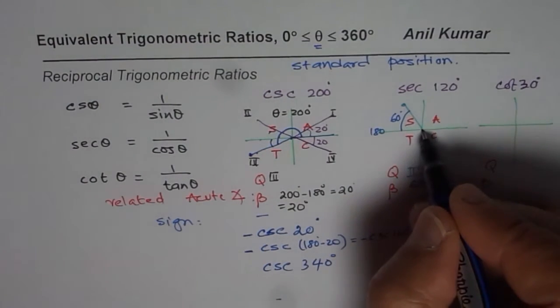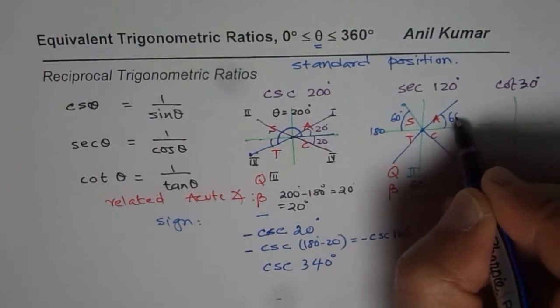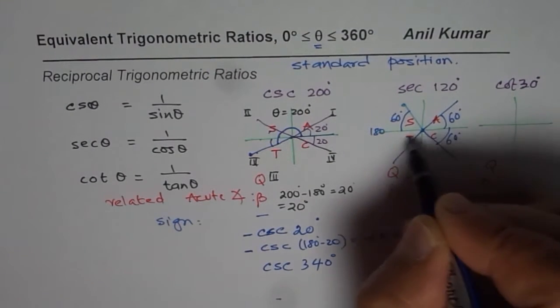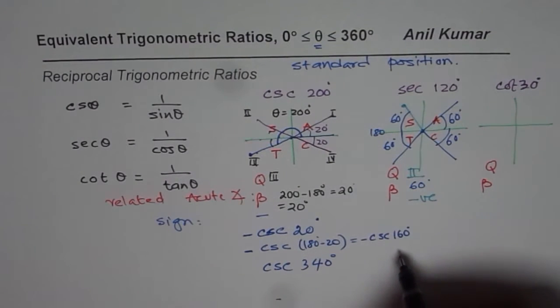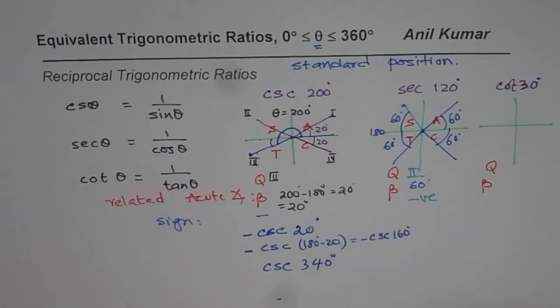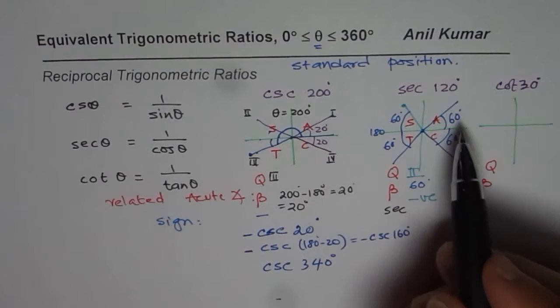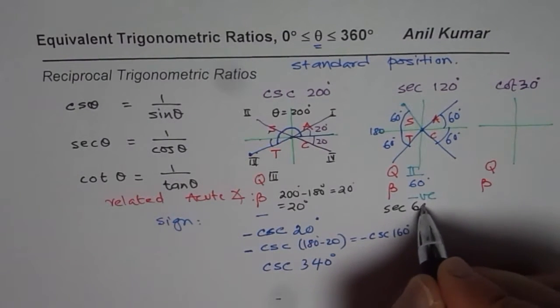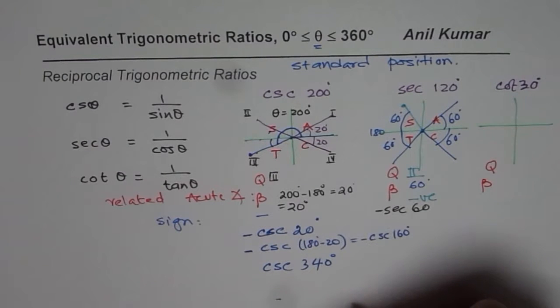So possible solutions are all these. Do you see that? Everywhere making a 60 degrees angle. These are acute angles. And now let's write down our answer. So for secant, it will be secant of 60 degrees. But if I write 60 degrees, I get a positive, not a negative answer. So I have to write minus 60, right?